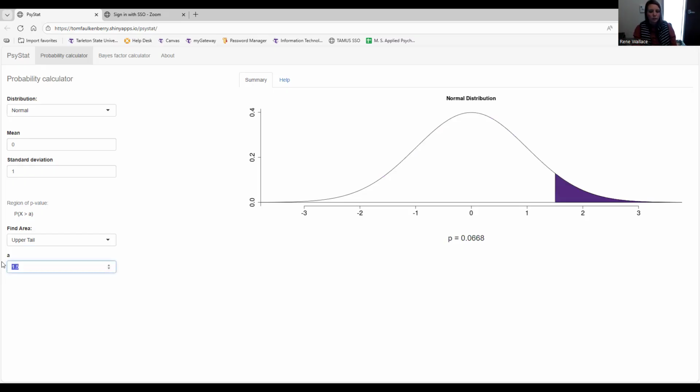That's not true. Hold on. Don't do that. Hold on. Normal, mean 0, standard deviation 1. Oh, lower. I was like, that's not working.